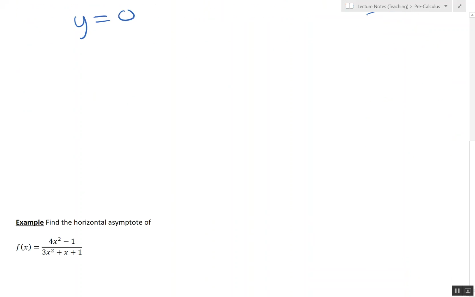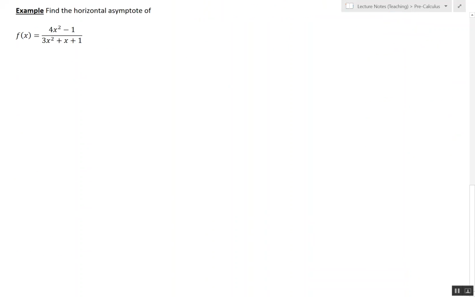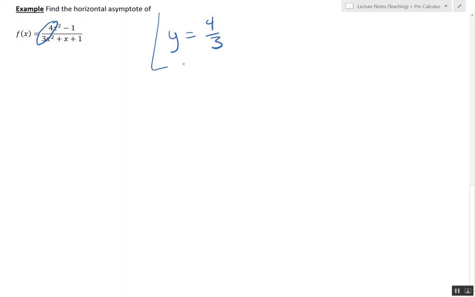And then when we come down here to this problem, again, we're going to compare the numerator and the denominator, and since they are equal, then we just look at the ratio of the coefficients, and so we just write it down as we read it. So it'll be y equals 4/3. So that's how you find the horizontal asymptotes.